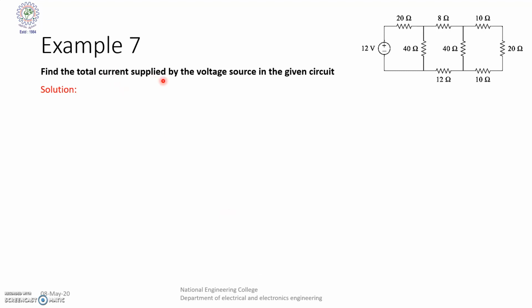So here, find the total current supplied by the voltage source in the given circuit. So what is the total current supplied by the 12 volt source? For that we need to find the R equivalent. So we have V. If we know the value of R, we can find the current I is equal to V by R. So first of all, 10 ohm, 20 ohm and then this 10 ohm are in series. So the answer will be 10 plus 20 plus 10, which is equal to 40.